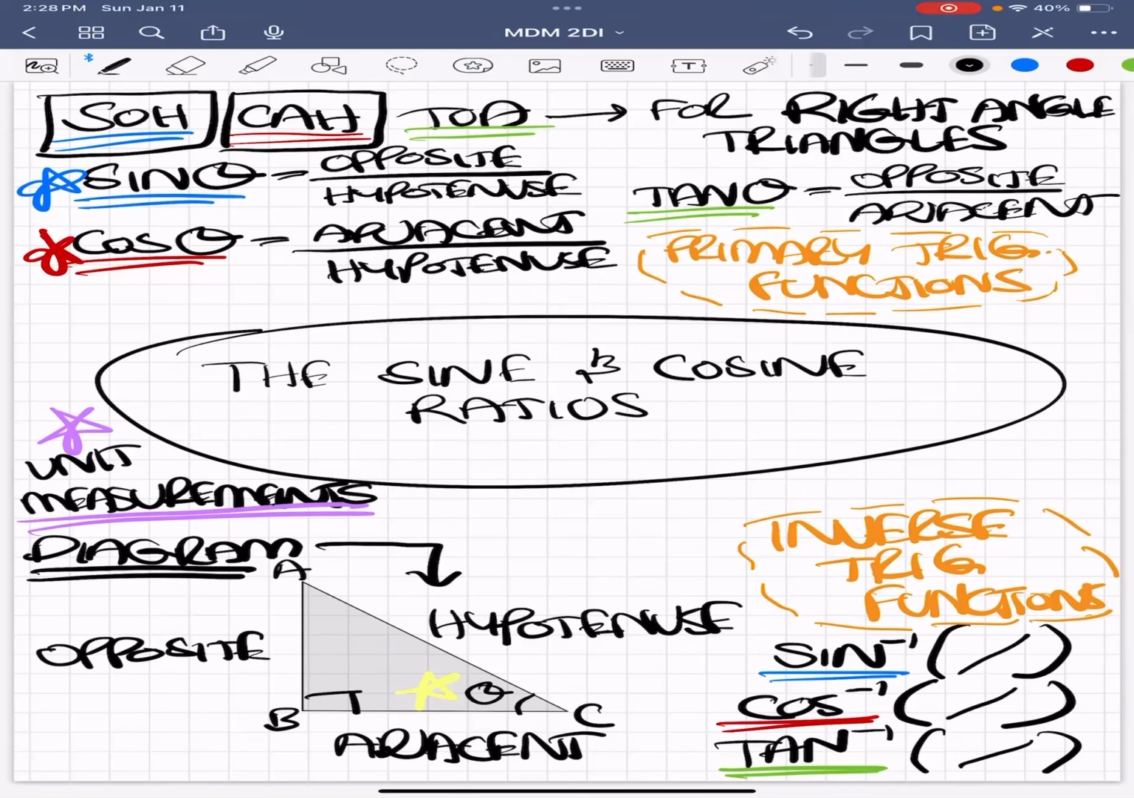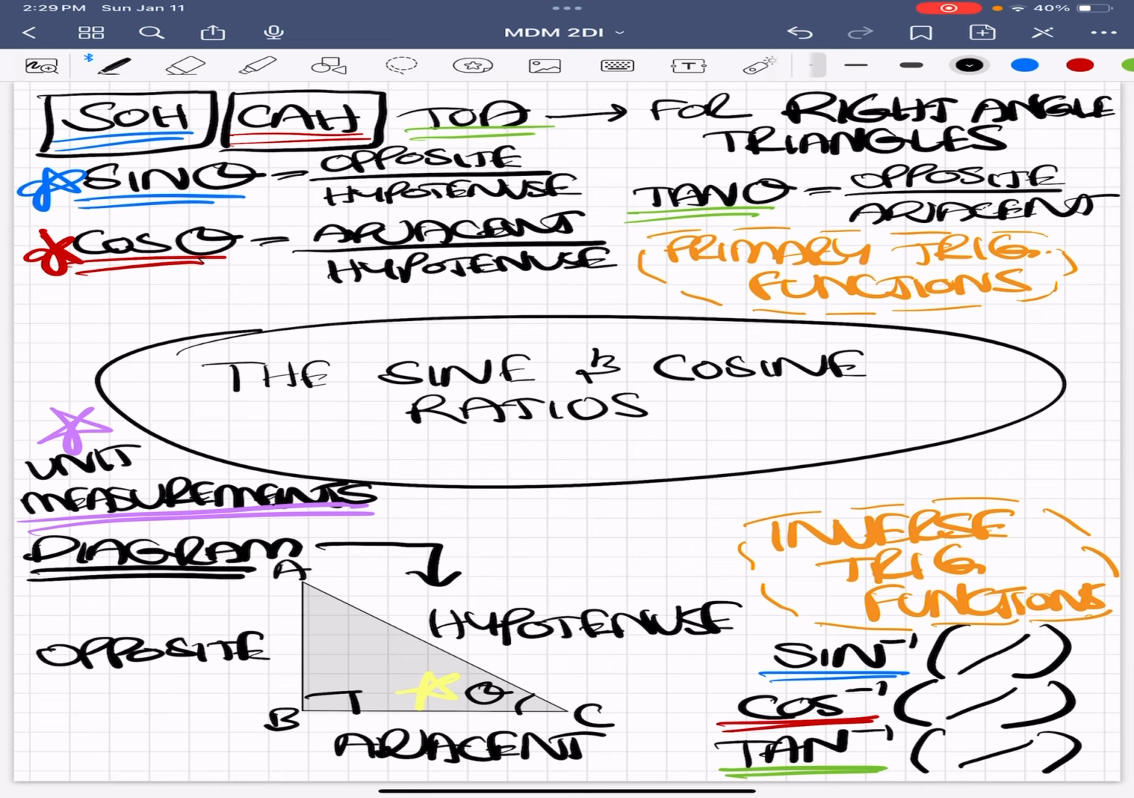So my name is the Math Raccoon, and I will be doing a lesson on the sine and cosine ratios. If you don't know what that is, get familiar with SOHCAHTOA, and it's for right-angled triangles. We are going to be focusing on the sine function and the cos function for this lesson.